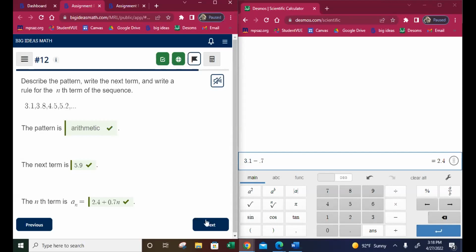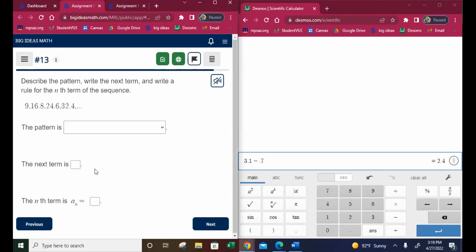Okay, so this time type in 16.8 minus 9. Okay, so hold that number 7.8 in your mind. You can actually hit enter on that right screen there, that would probably help. And then do 24.6 minus 16.8. Okay. Are they the same? Yes.